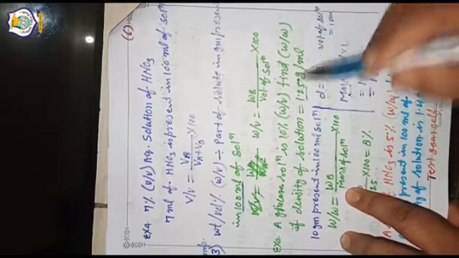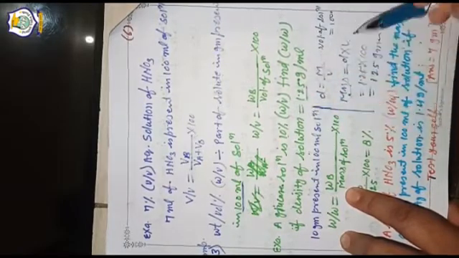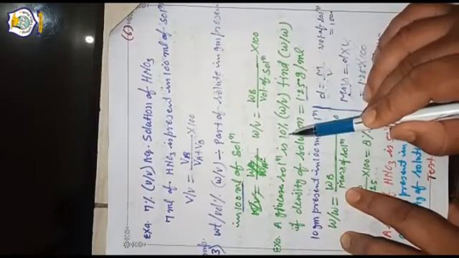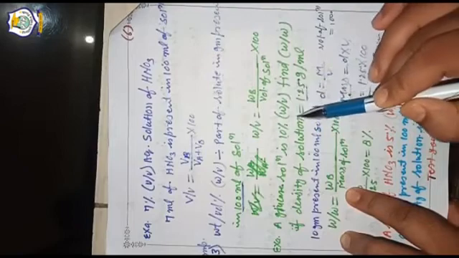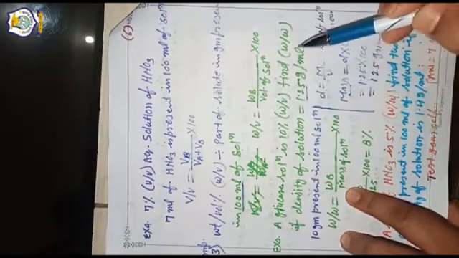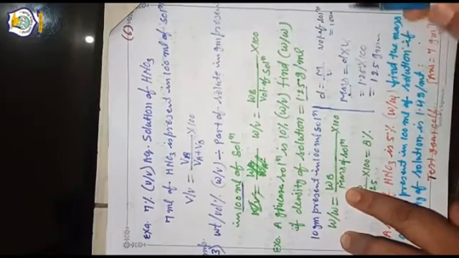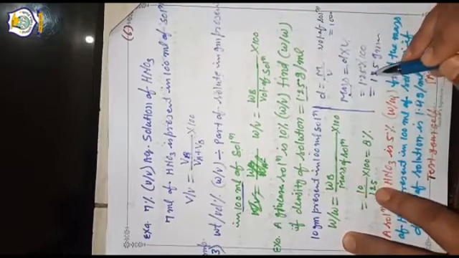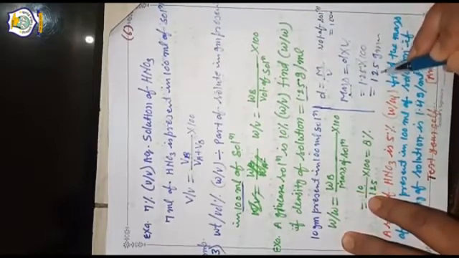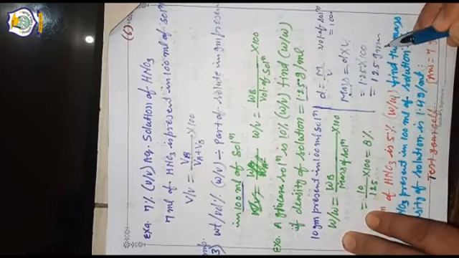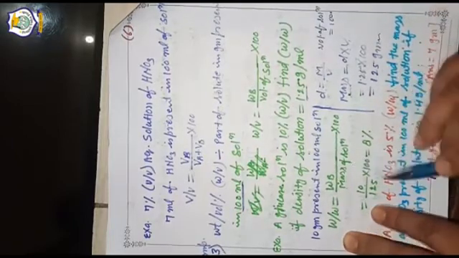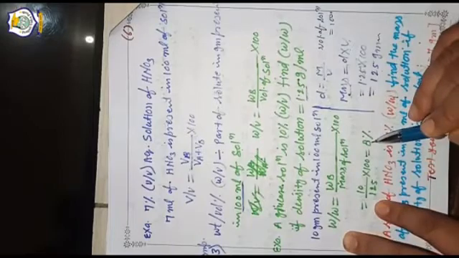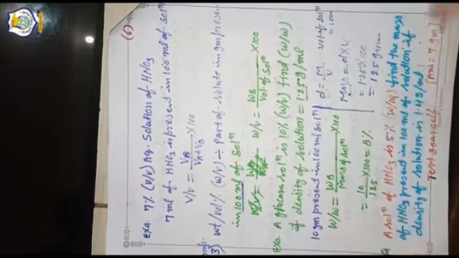The volume of solution is 100 ml, because 10% W upon V means 10 gram of solute dissolved in 100 ml of solution. By multiplying these values, we get 125 gram. The mass of solution is put in this formula, and then we get 8% W upon W.